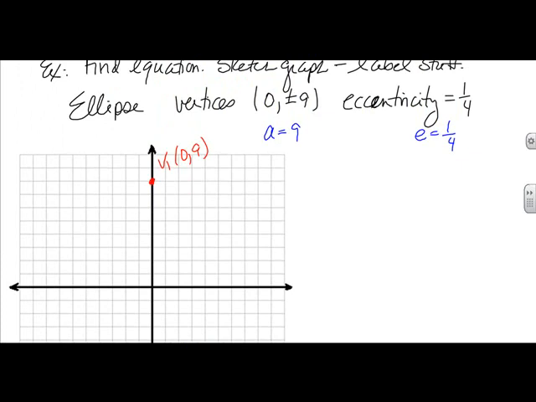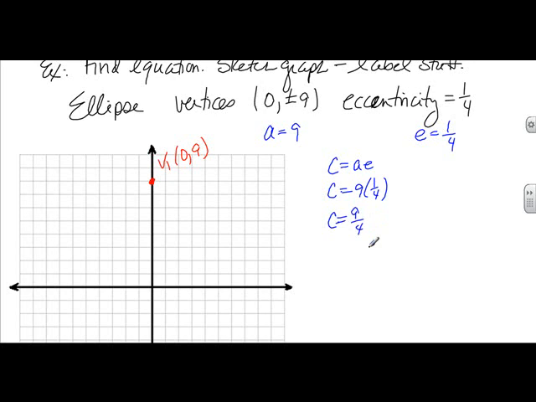Alright, if we know A and E, thinking back to the information that I gave you at the bottom of that chart, I can find the value of C, because C is always equal to A times E. So C in this case would be 9 times 1/4, or 9/4. Remember what that tells you. That tells you the coordinates of the foci.